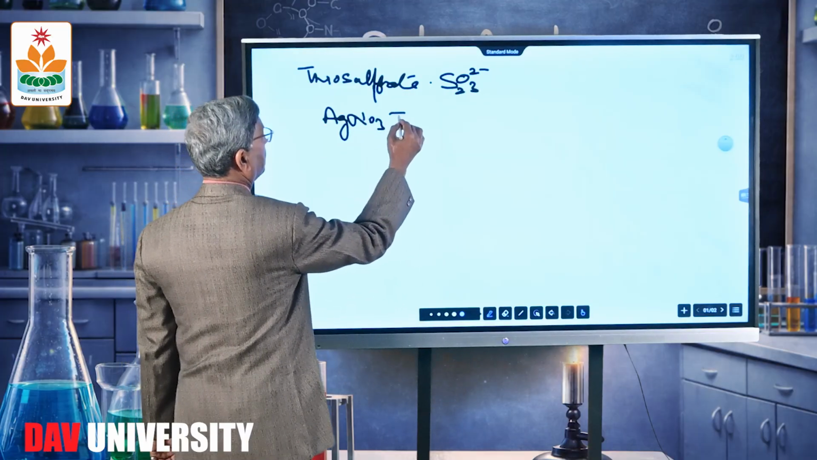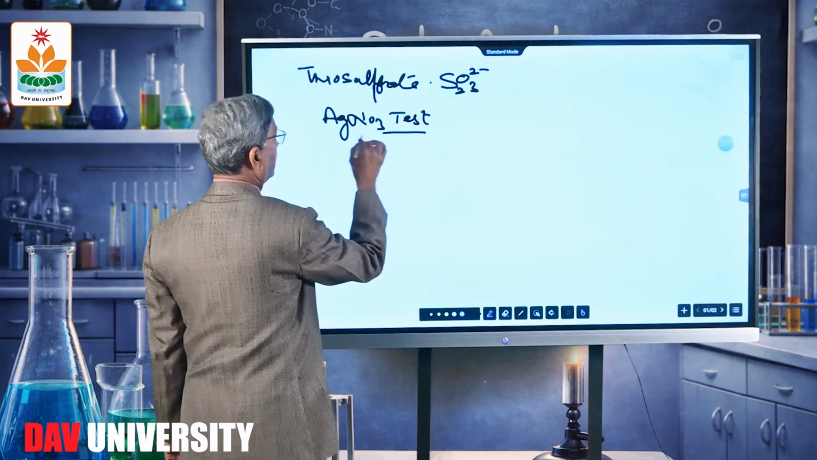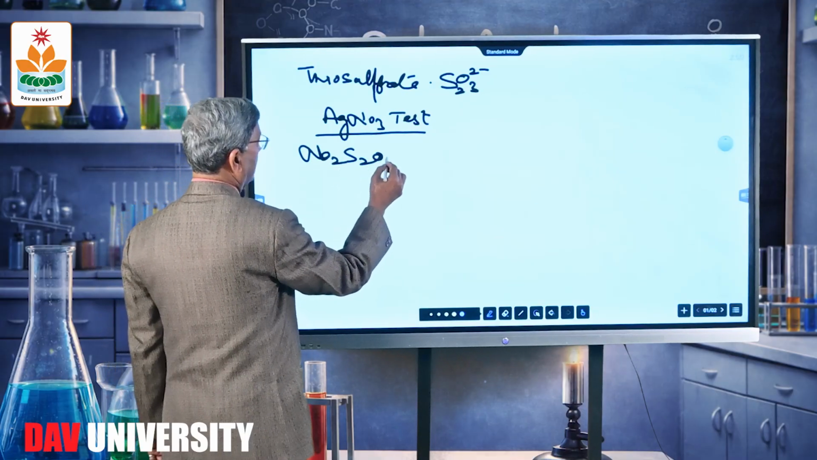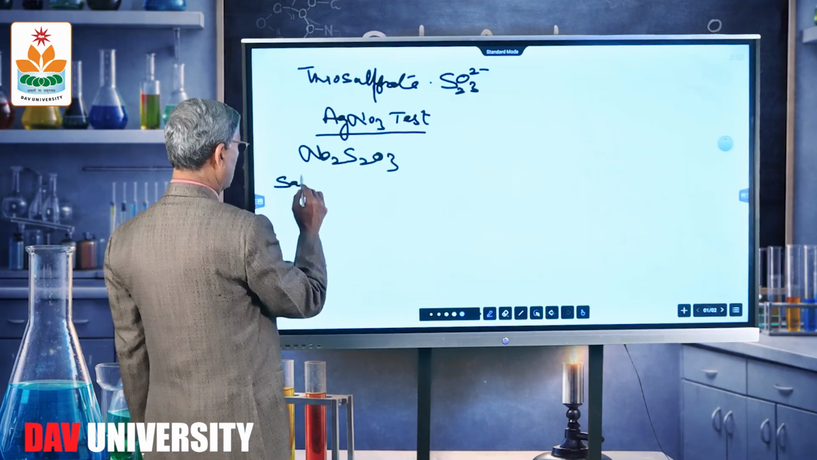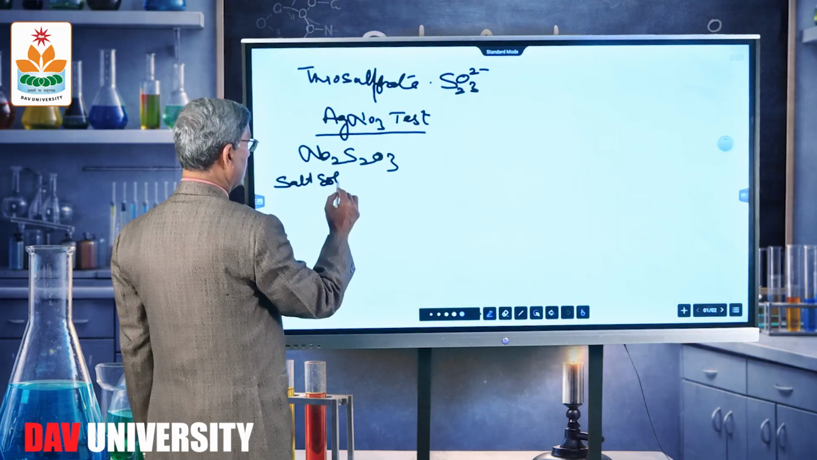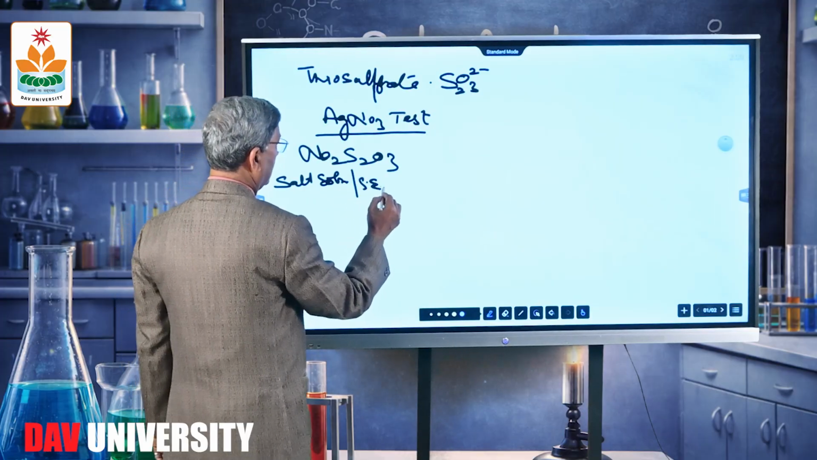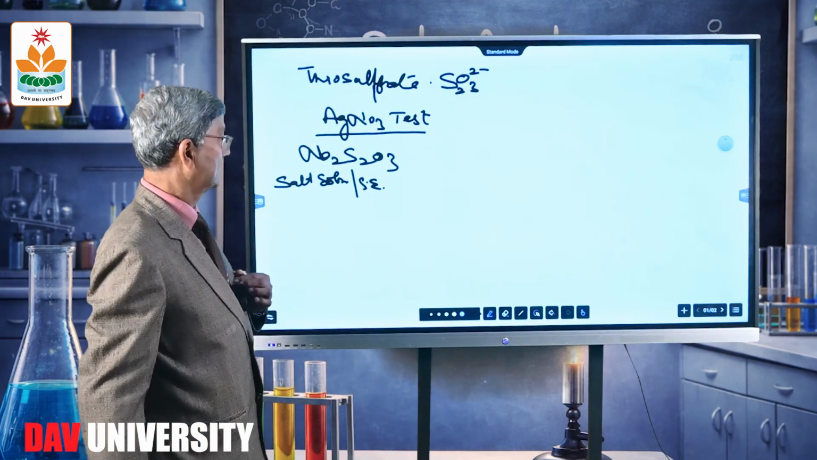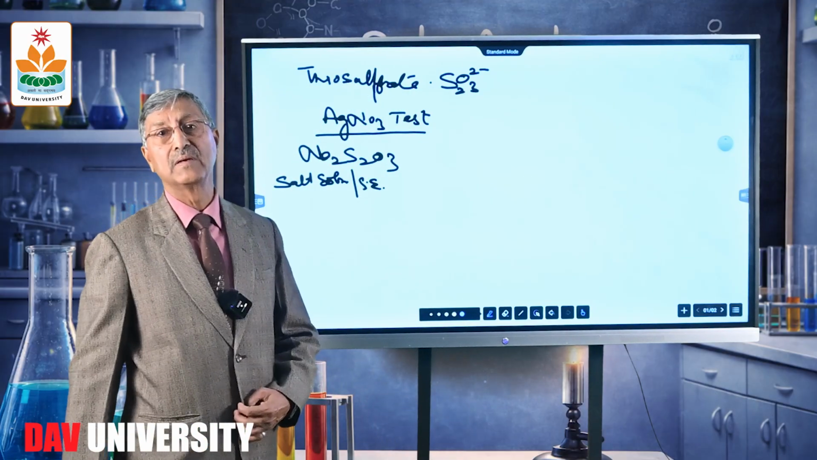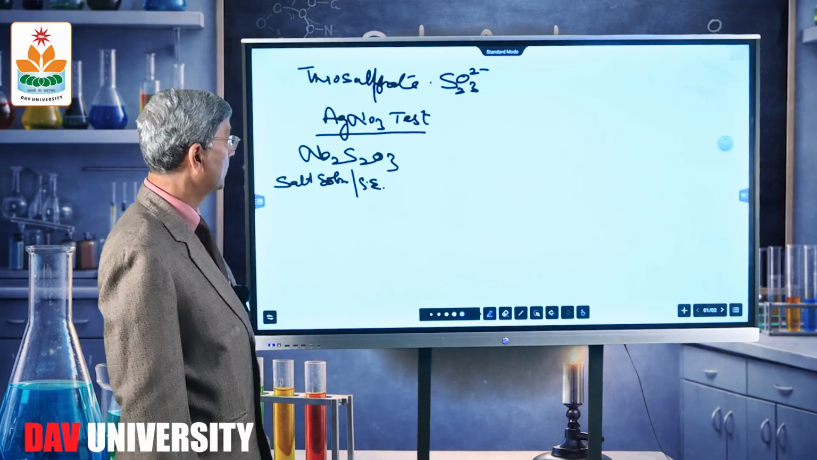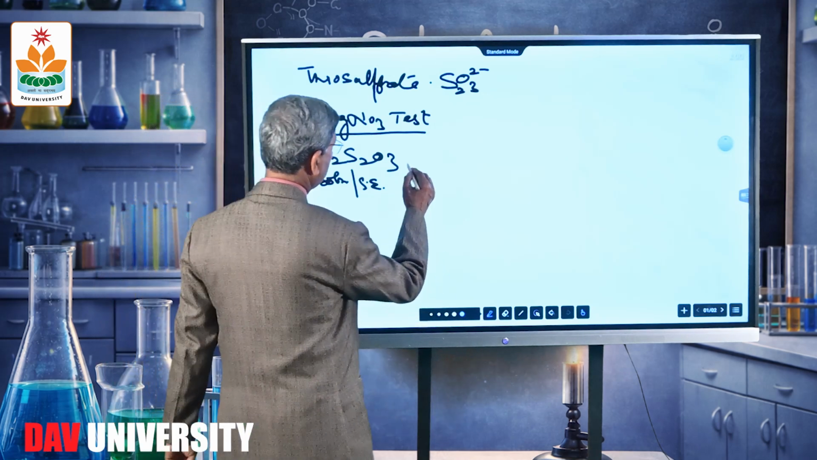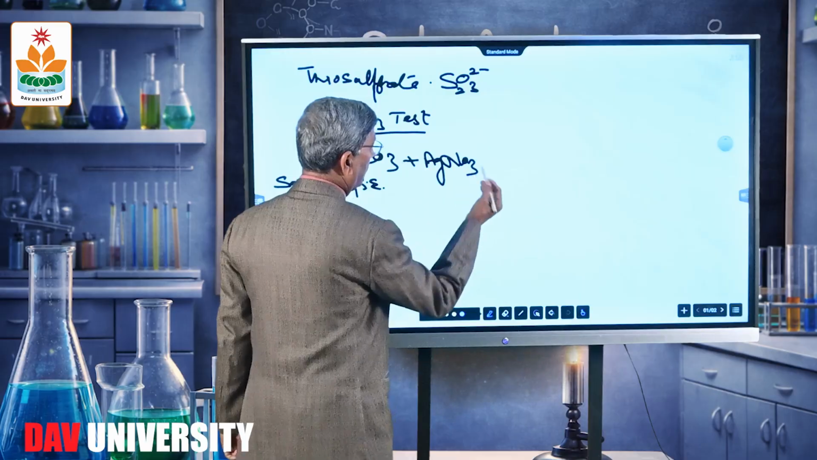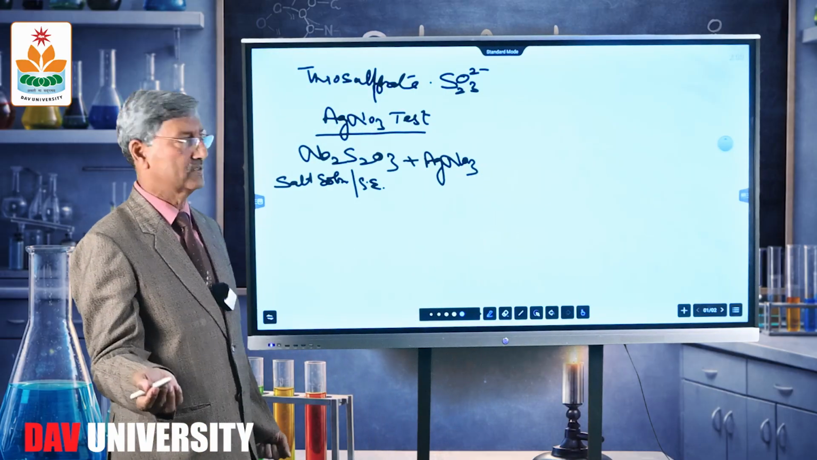AgNO3 test. Again, we have sodium thiosulfate, again a salt solution, or soda extract, then addition of acetic acid to decompose the undecomposed carbonates, and to this we add silver nitrate solution in water. Silver nitrate solution in water is water soluble, it's colorless.